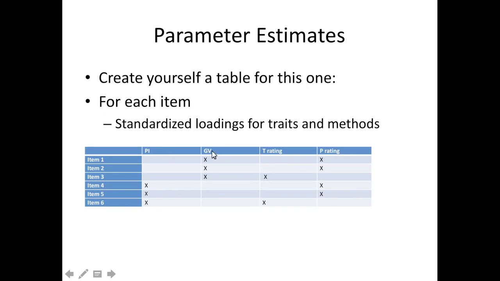I kind of made this table up a little bit to keep it simple, but let's say item 1 loaded on this trait and this method. So I put an X in things where I didn't need a number. So it won't have all 4. It'll have 1 for traits and 1 for methods.